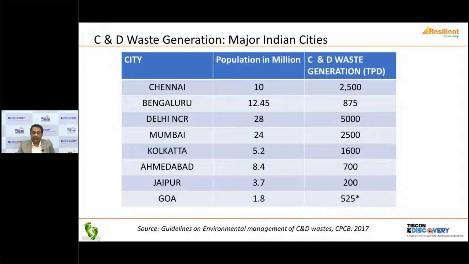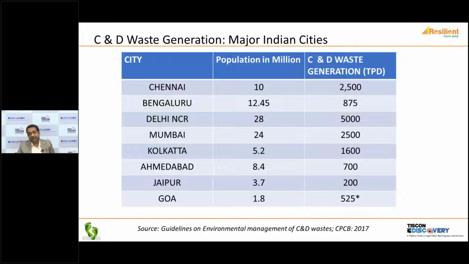Here is a figure giving you the waste generation in major cities. In Chennai, the C&D waste generation is 2,500 metric tons. Delhi is 5,000. Bangalore is 875. Now, these are the figures which I have taken from the guidelines on the environmental management of C&D waste by the CPCB in 2017. At the bottom, you have Goa, which is 525.